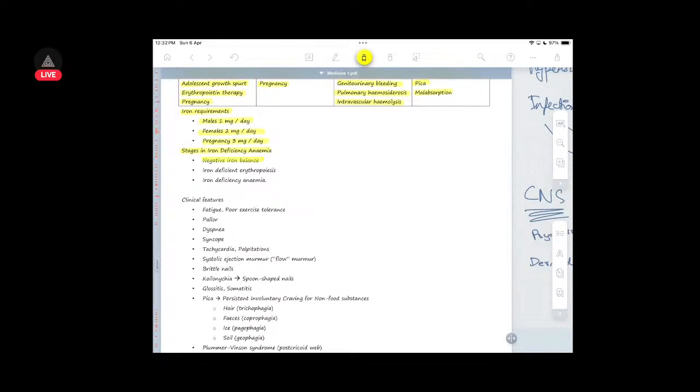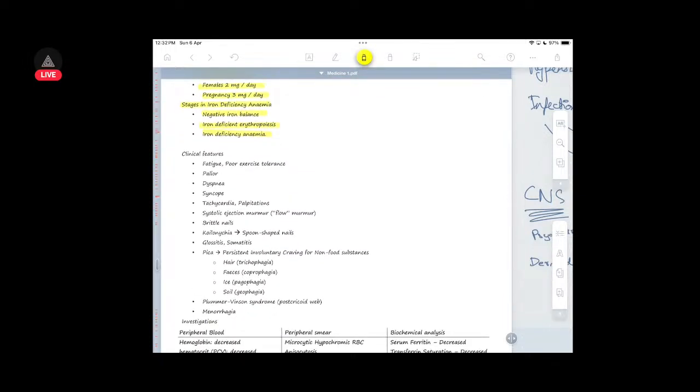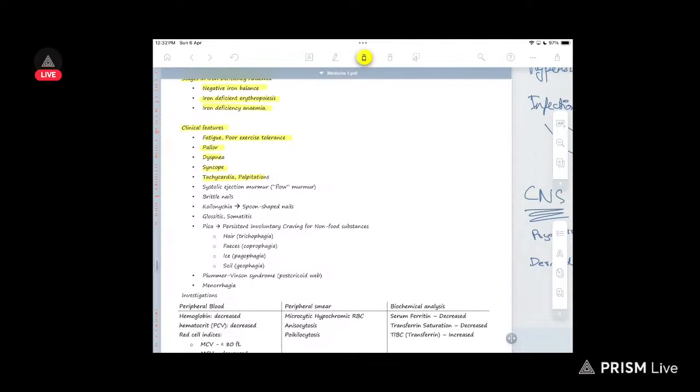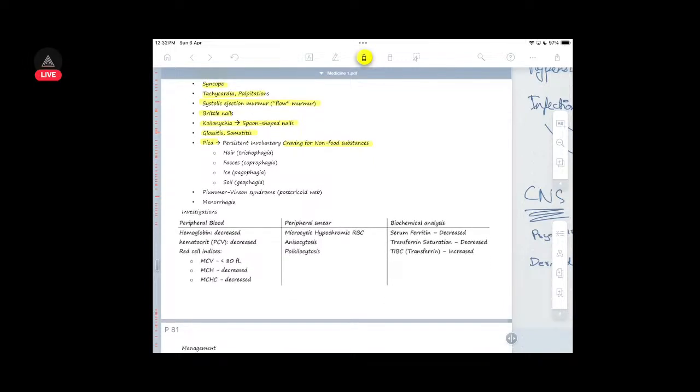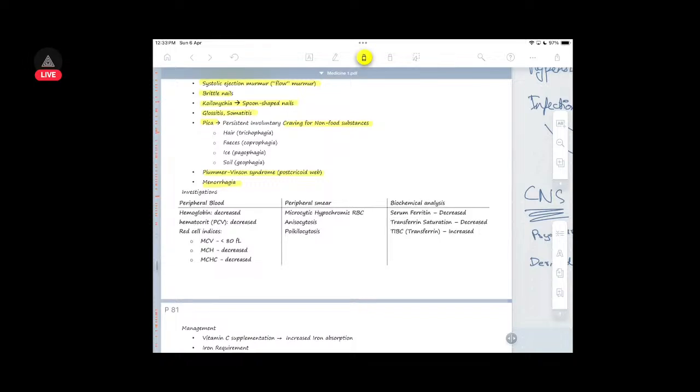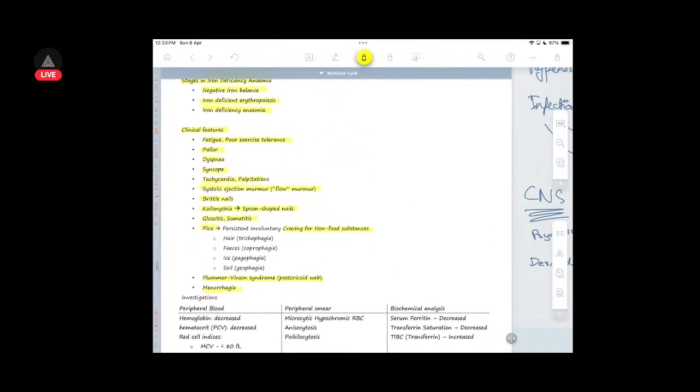Stages: you have negative iron balance, deficit erythropoiesis, and iron deficiency anemia. Clinical features: you can have fatigue, poor exercise tolerance, pallor, dyspnea, syncope, tachycardia, palpitations, systolic murmur, brittle nails, koilonychia, which is spoon-shaped nails, glossitis, stomatitis, pica, which is craving for non-food substances, like ice, soil, etc. Then Plummer-Vinson syndrome, which can have post-cricoid web and menorrhagia. All of these could be the clinical features of iron deficiency anemia.